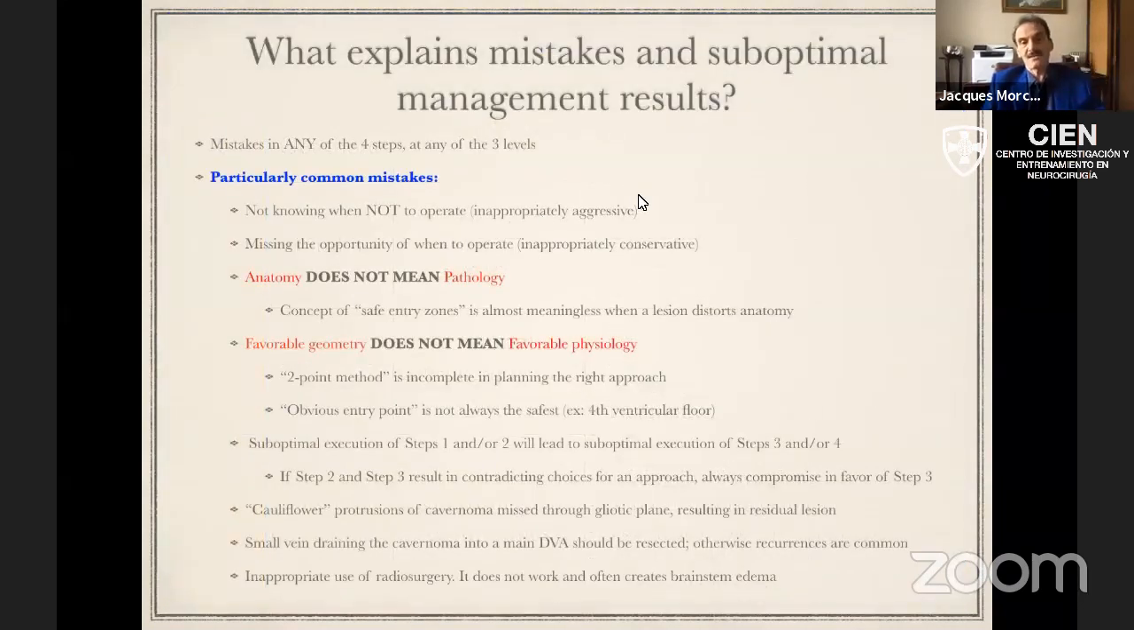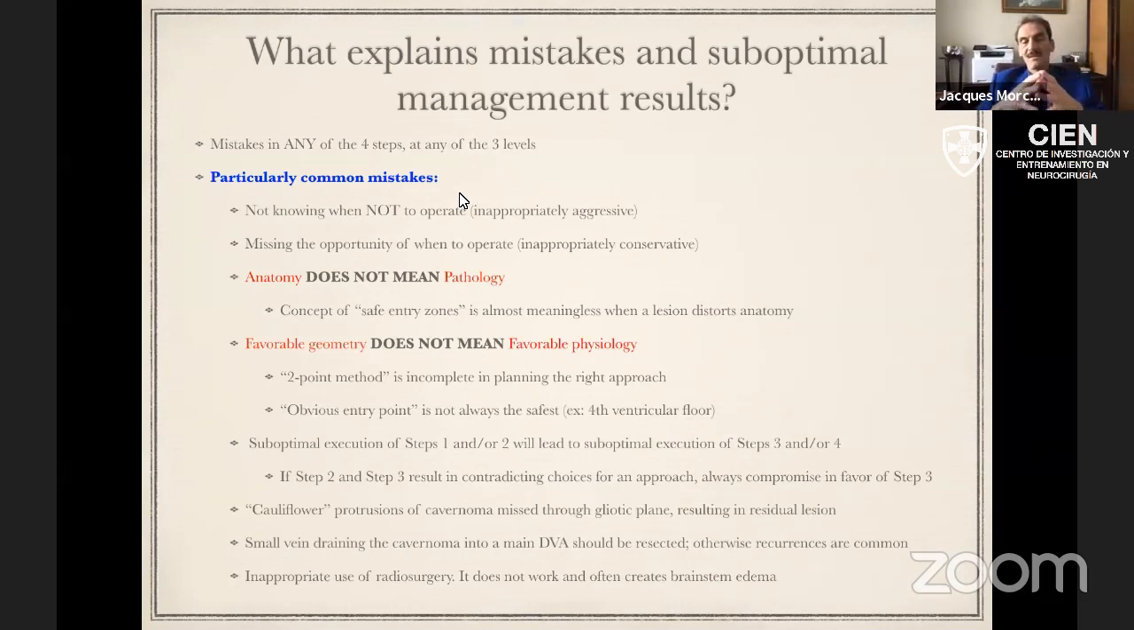This is the second most important slide in the whole talk. It explains mistakes and suboptimal management results. In my experience over 25 years, what have I learned? Number one, you make mistakes. You can make mistakes in any of the 4 steps at any of the 3 levels I showed you in the previous slide. But particularly common mistakes are the following: not knowing when not to operate.